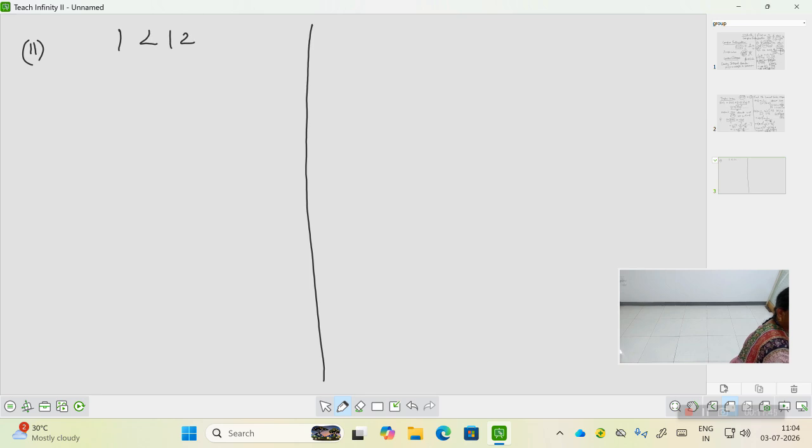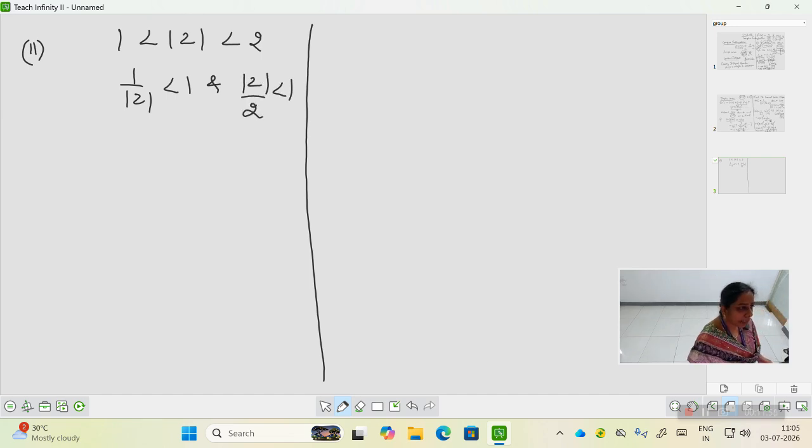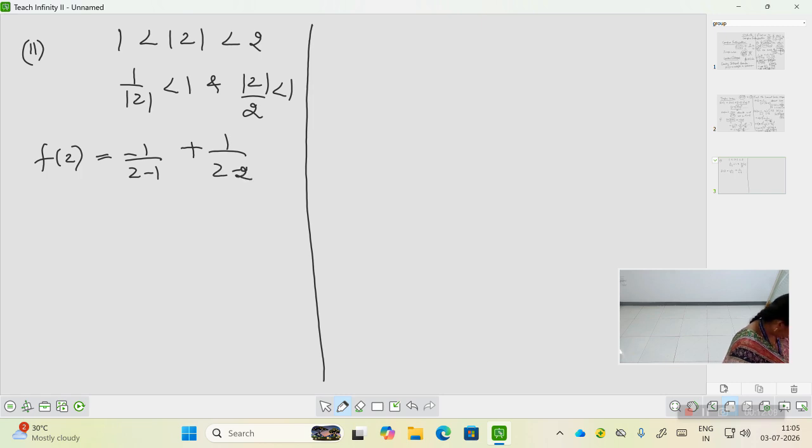1 less than mod z less than 2, which implies 1 by mod z is less than 1 and mod z by 2 is less than 1. This is the condition I can bring from the given annular region. This is nothing but the annular region. With this information, what is our f of z? F of z we already split: minus 1 by z minus 1 plus 1 by z minus 2, isn't it?